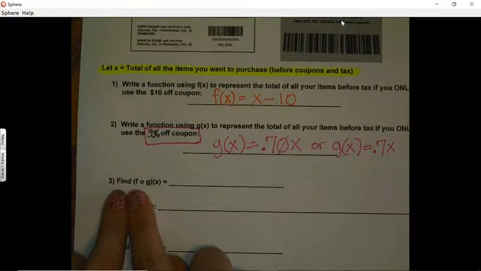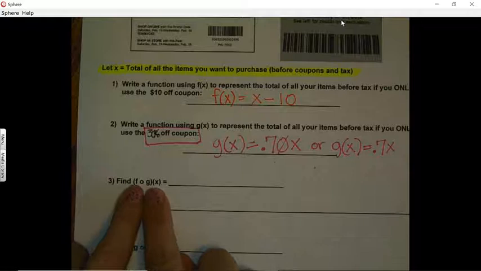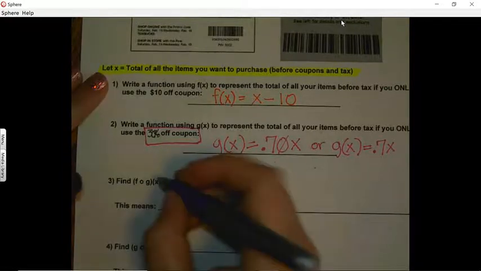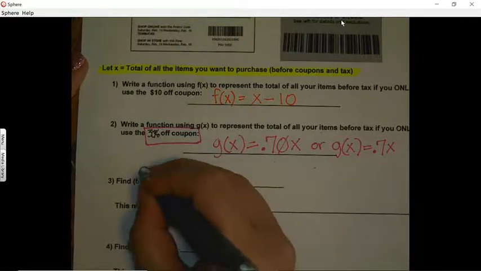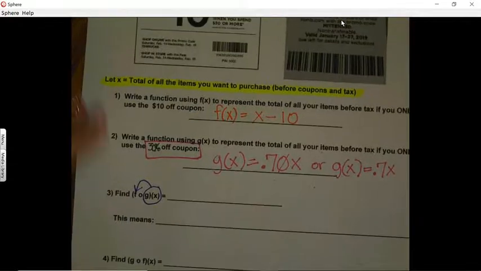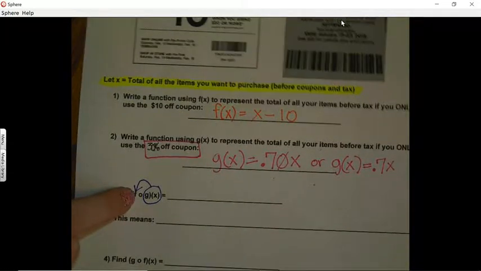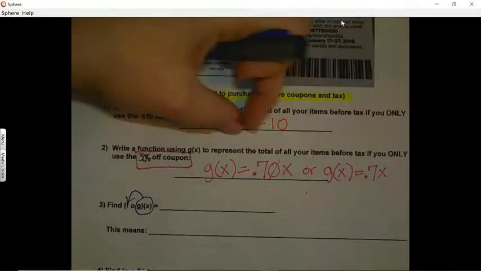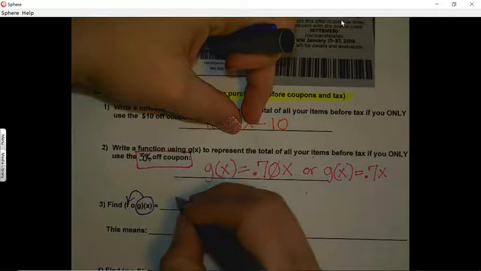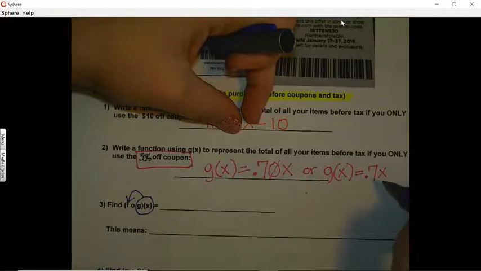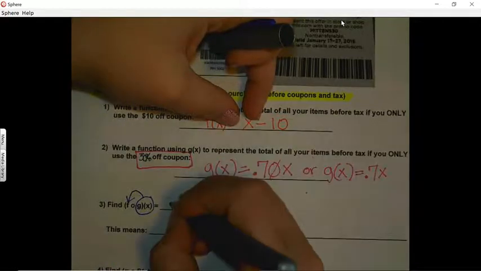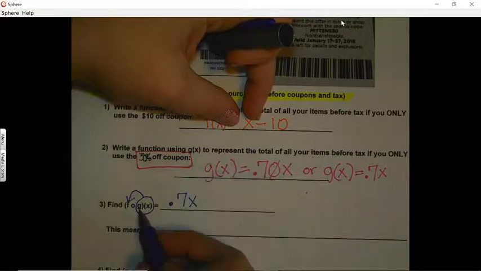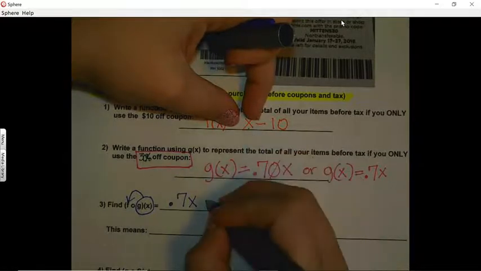So if I asked you to find f of g of x, this is saying to take function g and put its output in for function f's input. So I'm going to take function g, so this one, and put it in right here. So this is function g, and put it in right here.